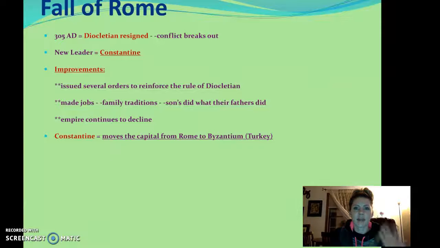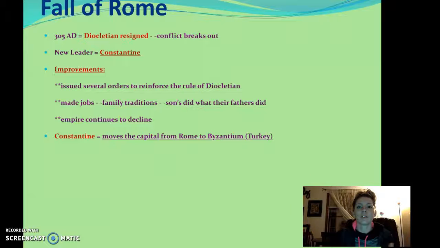So Constantine is going to try to make some changes. He's going to take the rules of Diocletian and expand on them. He made jobs hereditary, family traditions, trying to get that unemployment down. Even though he installed all these rules, the empire continues to decline. Okay, Constantine decides, well, Rome is the target.